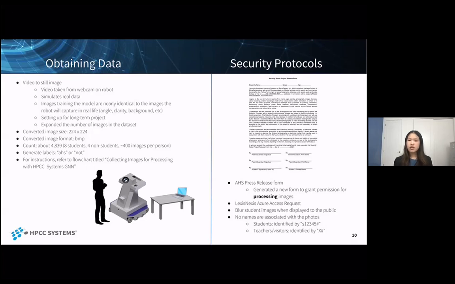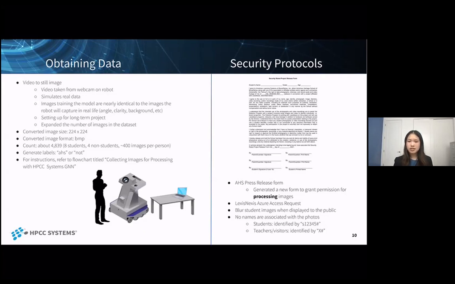The camera's video then goes to a computer where it's converted into thousands of still images using a program called VLC. I needed a lot of photos so I could build a large enough data set to really test HPCC Systems Thor functionality. The video to still image process was nice for this because it produced 30 frames per second. It also set up the long-term project and drastically expands the number of real images and real data that I had. On this slide, I also have the specific image size, 224 by 224, which is pretty standard for most image classification models, and BMP, because that's the file currently supported by GNN.